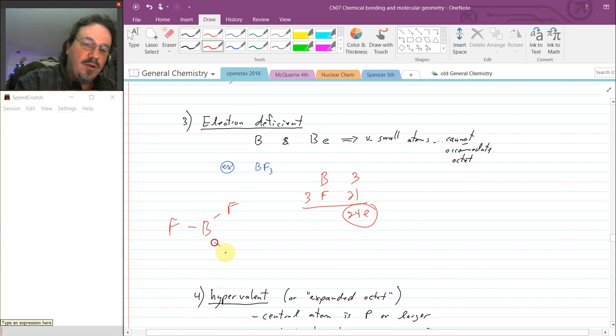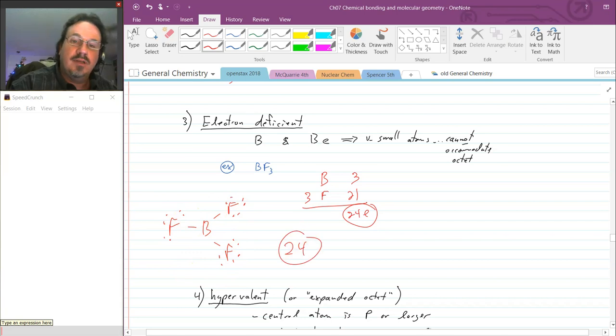Fluorine, fluorine, fluorine. All right, and I've got 24 to work with. So if you think about this, I've already used 6. If I start giving everybody octets, like I give all these fluorines octets as normal, then what have I got here? 2, 4, 6, 8, another 8, another 8. That's 24 electrons right there. I did not give boron an octet, and yet I've already made it to 24. If I put that one in, bring it up to 26.